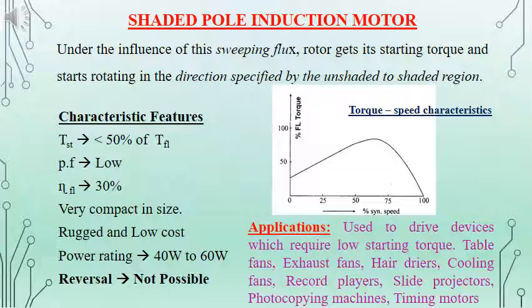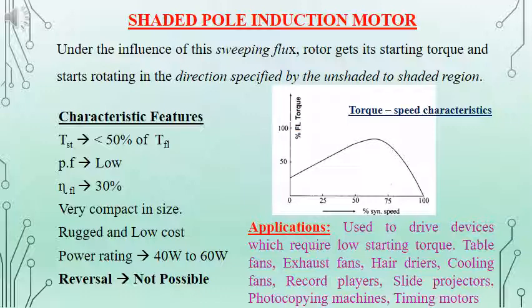The characteristic features are given. The starting torque is less in this case. The power factor is also very low. The efficiency is very much less. And compared to the previous three cases, the direction change is not possible in this case. The direction of rotation will be from the unshaded region to the shaded region only. The torque speed characteristic is also given in the figure.